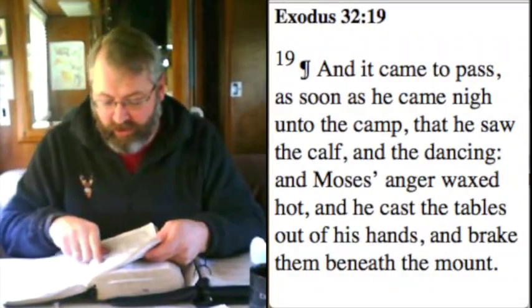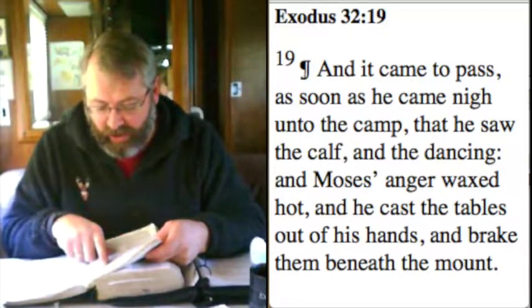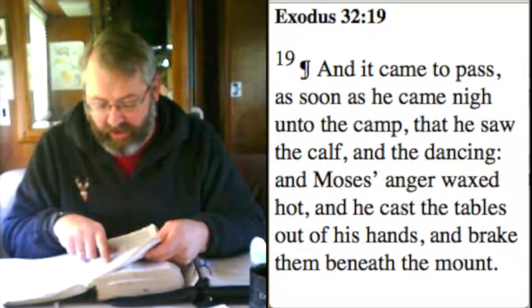And he came down, and it came to pass as soon as he came nigh the camp, he saw the calf and the dancing, and Moses' anger waxed hot, and he cast the tables out of his hands and broke them beneath the mount. So here we have the same story. There's no change in location. There's the Mount Sinai, receives the tablets, goes down to the foot of the mount, breaks the tablets, right? And this is all Mount Sinai, correct?